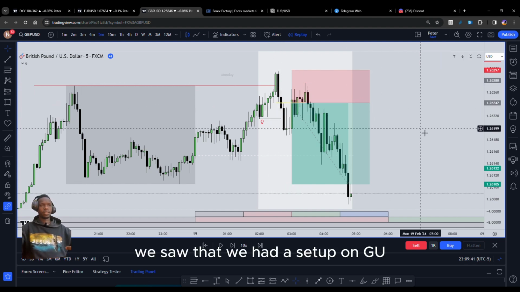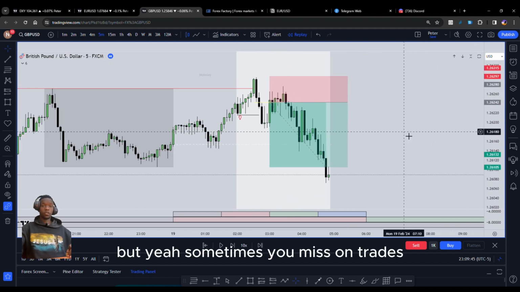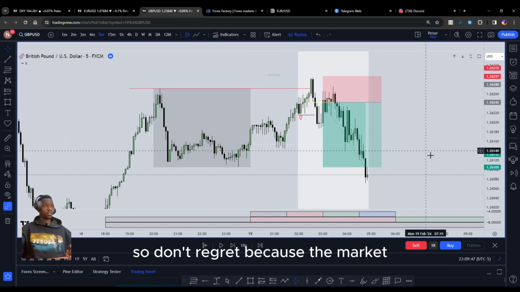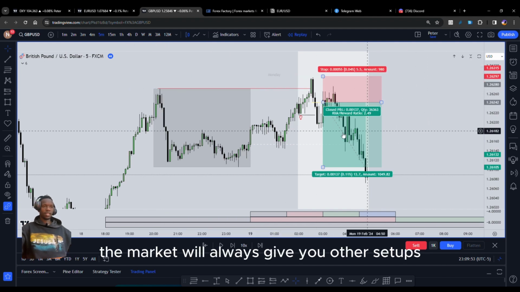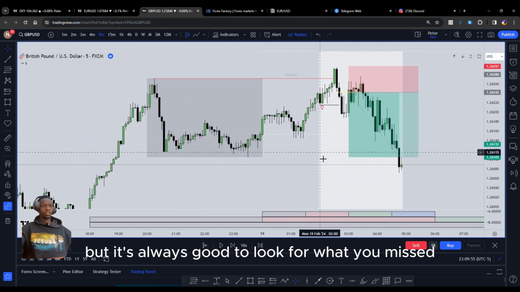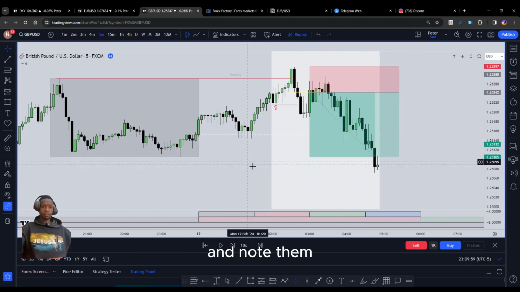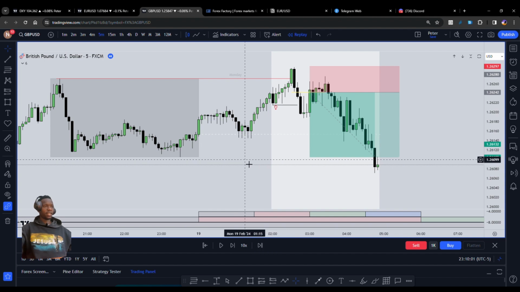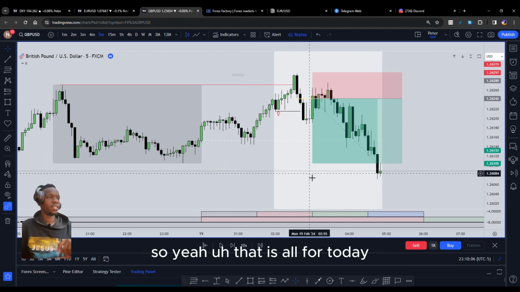We had a setup on GU, we had a setup on EU, but yeah, sometimes you miss trades, so don't regret, because the market will always present you with more opportunity. The market will always give you other setups. So this is good, but it's always good to look for what you missed and note them. It is very, very good to look back and see what actually happened. So yeah, that is all for today.